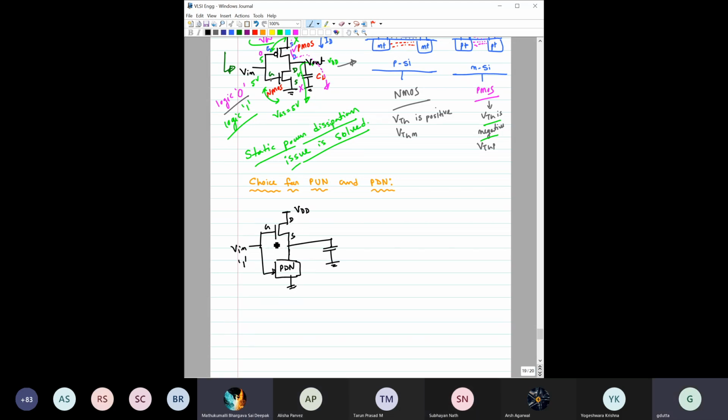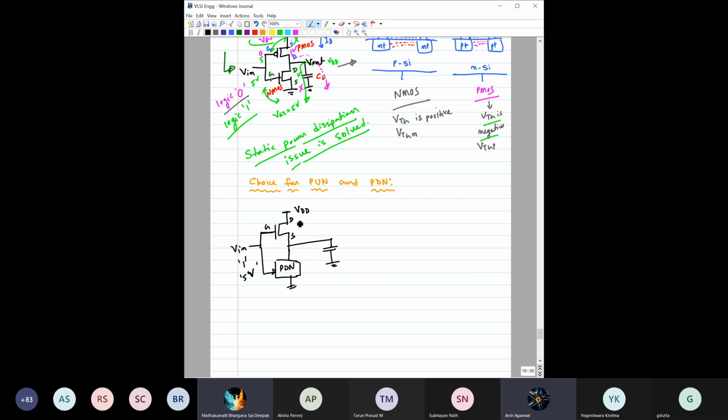Okay, so when you have given logic 1, let us say VDD equal to 5 volt, so it is 5 volt. When you have given logic 1, that is equivalent to 5 volts, this transistor would be on or off? This NMOS would be on or off?